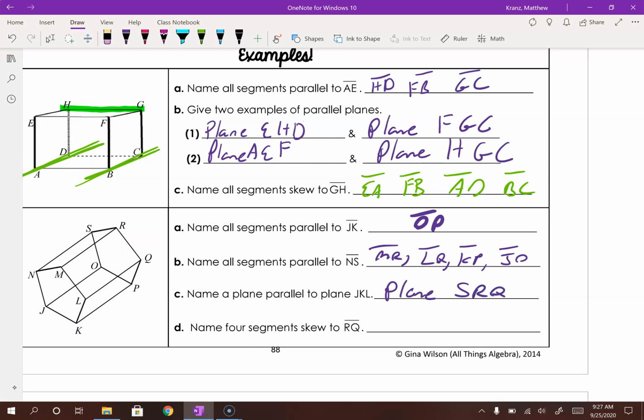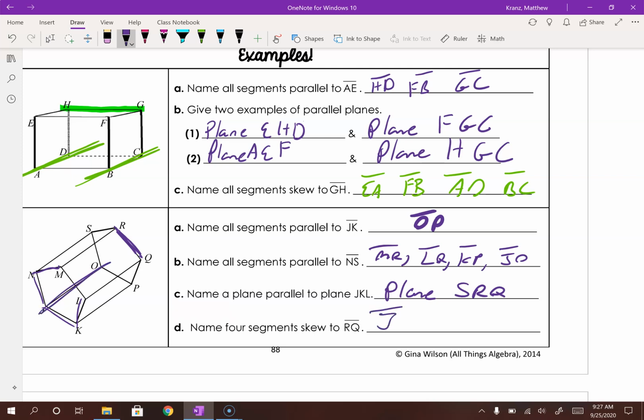Name 4 segments skew to RQ. So RQ, which is right here. So we need lines that never touch it, well, that aren't parallel. So this one, this one, this one, this one. That would touch it eventually. Right, so we have those 4 on that side. So we have also, I guess, yeah, we got this one over here.